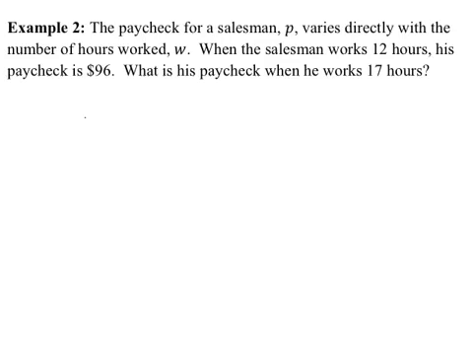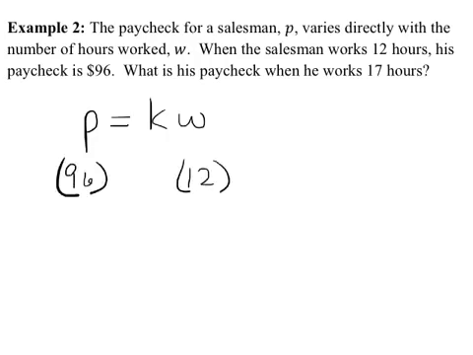We've got the paycheck P varies directly with the amount of hours worked, W. So P equals KW. It says when the salesman works 12 hours, his paycheck is 96. The only thing we can do right now is find K. In a minute, we're going to say, what if W is now 17, but we don't know yet. We need to find K.